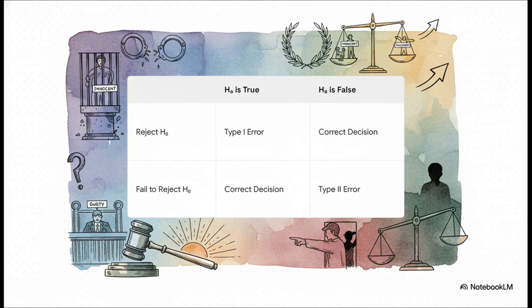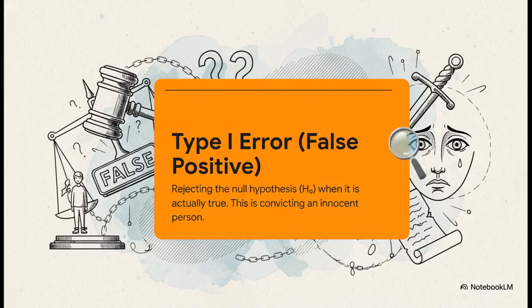Perfect. But those other 2 boxes, well, those are the errors. And they have very specific names and, believe me, very serious consequences. First up, we have what's called a type 1 error. This is a big one. This is when we reject the null hypothesis, our defendant, even though it was actually true the whole time.